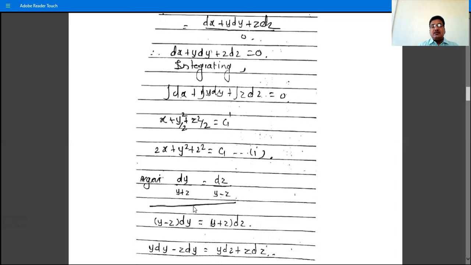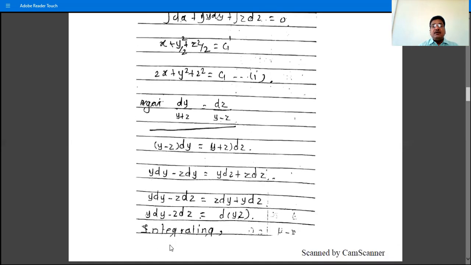Then consider the second ratio and third ratio, dy divided by y plus z and dz divided by y minus z. If you observe the second ratio and third ratio, that is dy divided by this quantity, dz divided by this quantity, so x is absent in these two ratios. So method 1 is applicable.